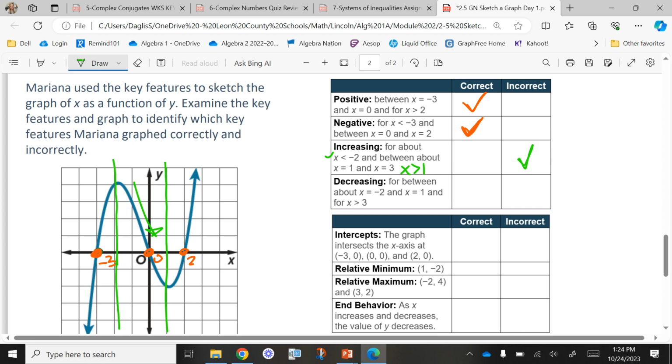And then when x is greater than 3. So this is 3. Is it decreasing after that? No, we said it was increasing, right? It continues to increase. So this is also wrong. I'm going to put x's over here. Wrong. She did not graph that correctly.